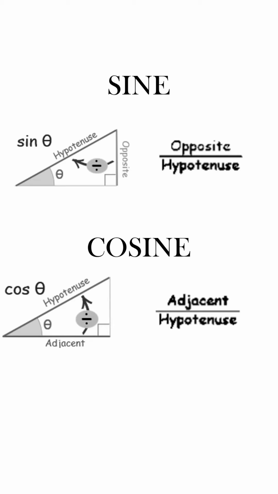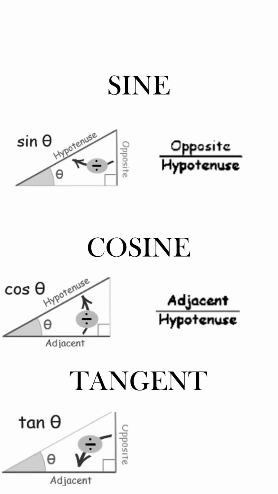The last ratio that we would look at is tangent, and the formula to calculate tangent says opposite over adjacent. Starting from the direction of the angle, we look for the side that's opposite the angle, and then we look for the side that's adjacent to the angle, and we divide it.